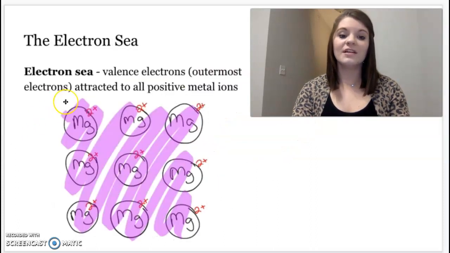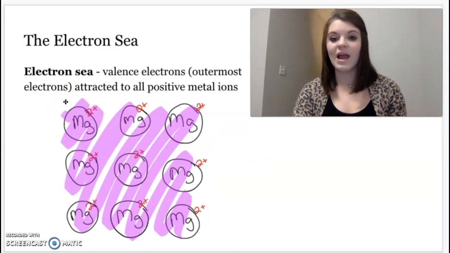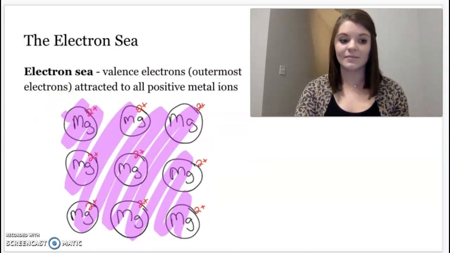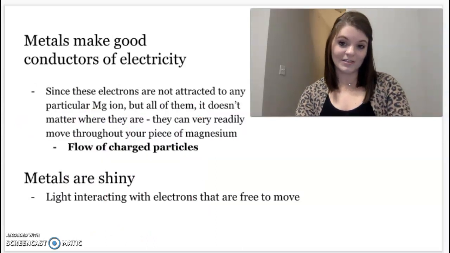And those electrons are now in what we call the electron sea. They are flowing throughout those magnesium atoms. And that is how metals get the properties that they have.